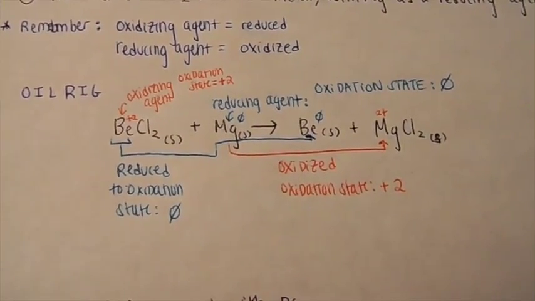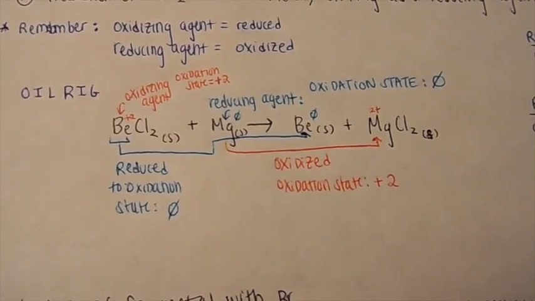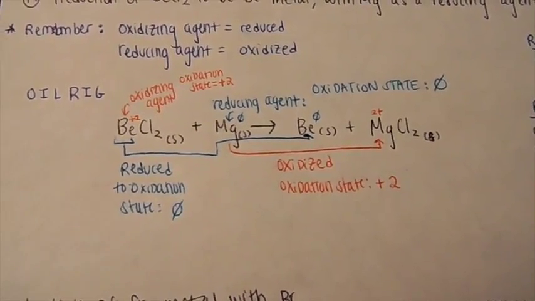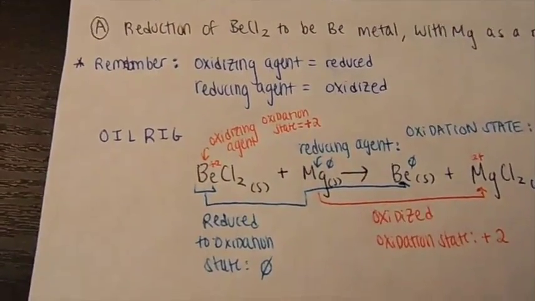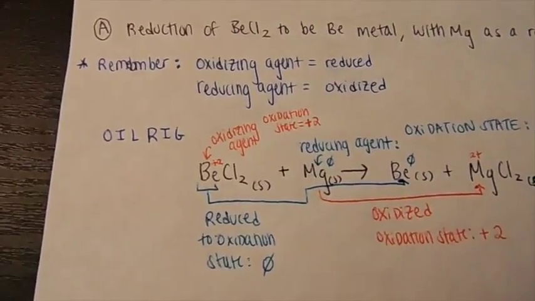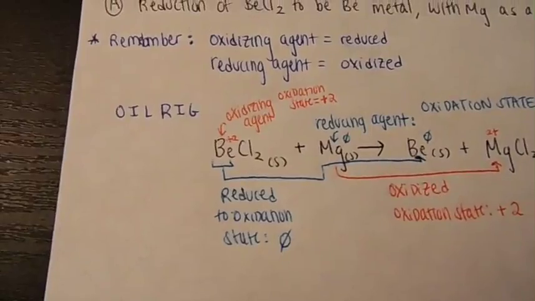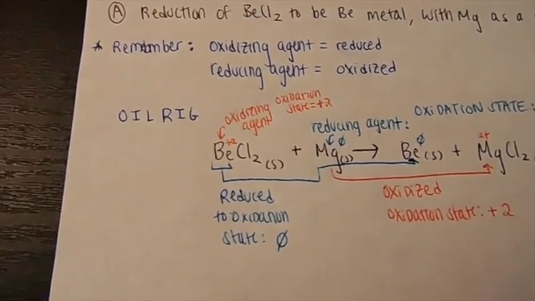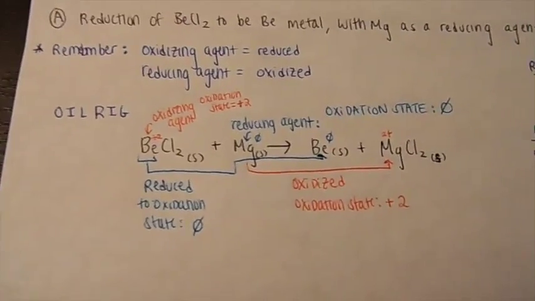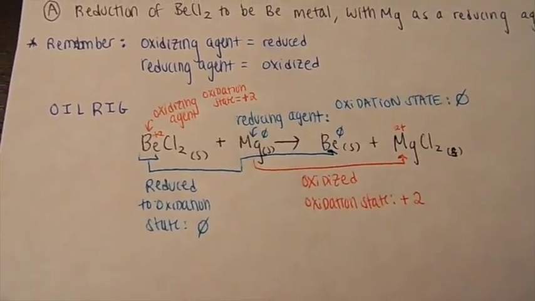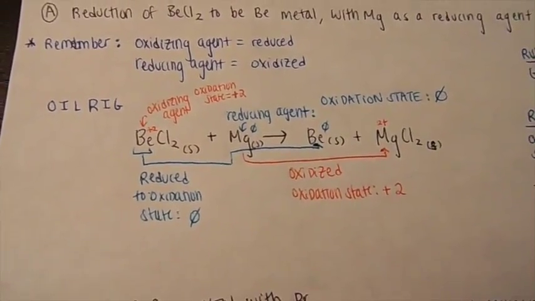We know that beryllium chloride and magnesium, as the reducing agent, is reduced to beryllium solid along with magnesium chloride. A few things to remember is that the oxidizing agent is the element that is reduced and that the reducing agent is oxidized. Or a better way to look at it is OIL RIG, where oxidation is loss of electrons and reduction is gaining of electrons, meaning that if something is reduced, it's reducing its oxidation state, or if something is oxidized, it's increasing its oxidation state.